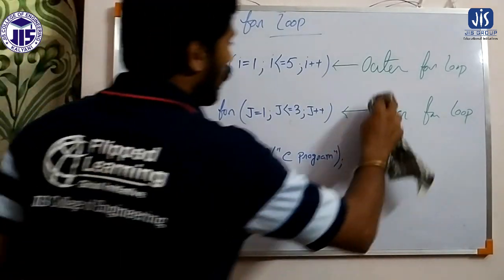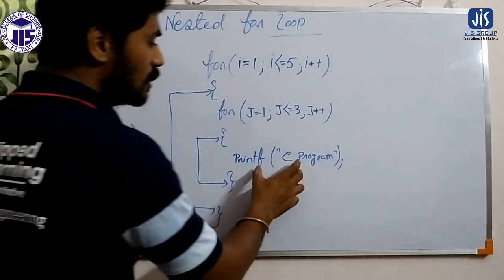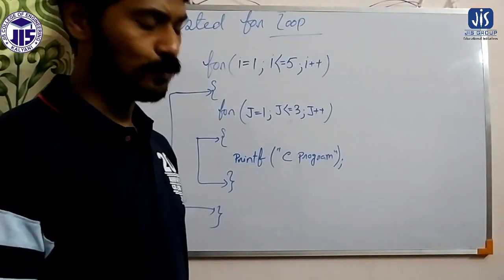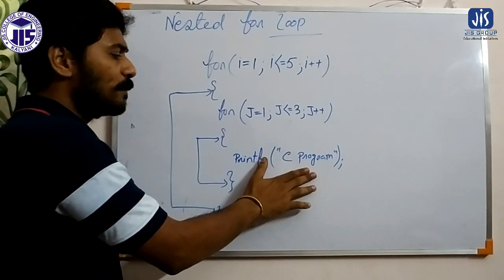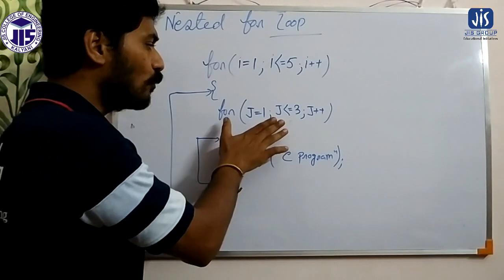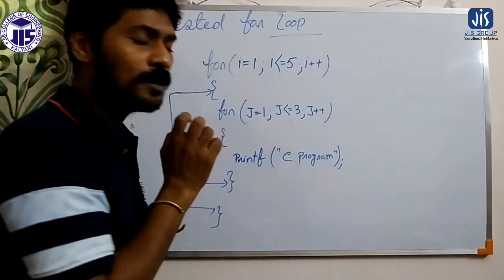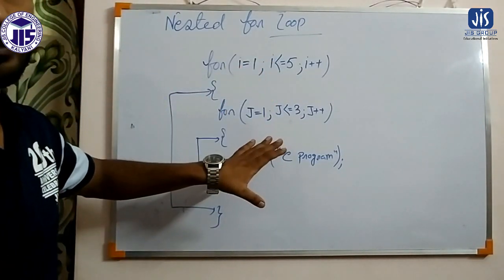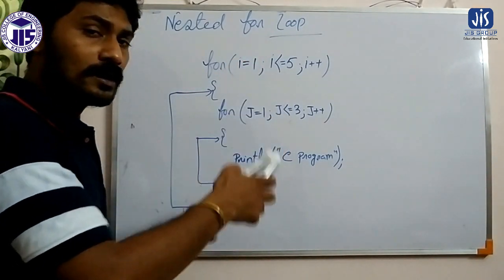Now how many times will this C program execute? That is the question. How many times will this printf statement get executed, or how many times will we get C program as output on the output screen? If we are using only this loop, easily we can say this printf statement will execute 5 times. If we have only one loop, controlled by j, we can say that this printf statement will execute 3 times only. But this is the concept of nested for loop. So how many times will it get executed? I will show that through the process.